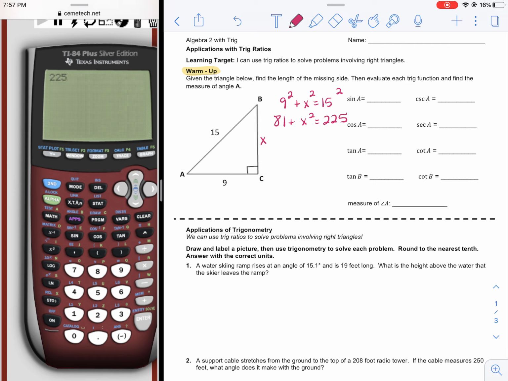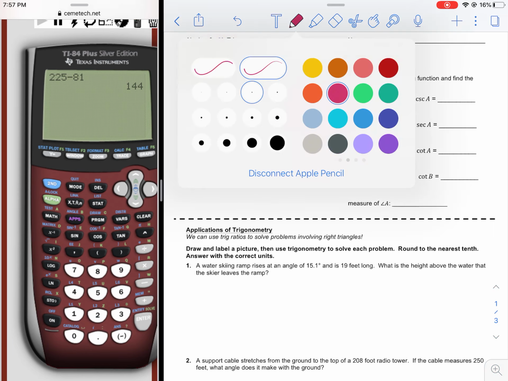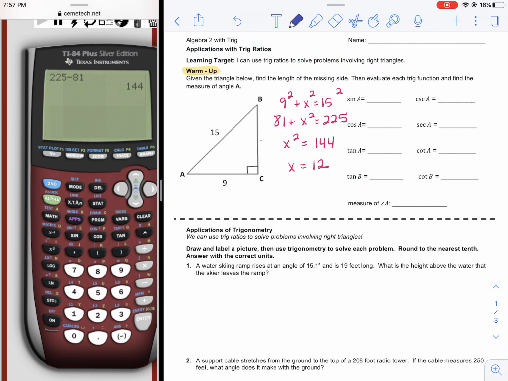Then we're going to subtract 81 from both sides. 225 minus 81 is 144. And then we're going to take the square root of 144, and the square root of 144 is 12. So I'm going to erase x, and I'm going to label this missing side 12. Okay? So the first set of questions asked me to find the 6 trig functions with regards to angle A.